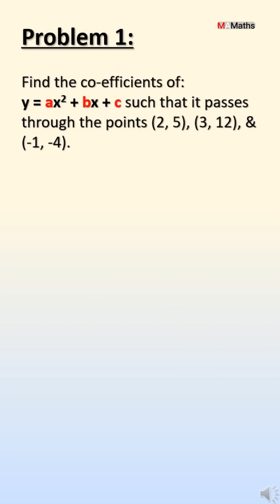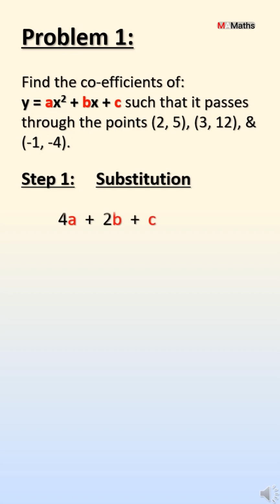Problem 1. Find the coefficients of y equals ax squared plus bx plus c such that it passes through the points (2, 5), (3, 12), and (minus 1, minus 4). Step 1 is substitution. We will substitute each of those coordinates into the equation. So when x is 2, y is 5. That's what the first coordinate says. X squared will be 4. So we have 4a plus 2b plus c is equal to y, which is 5. That's equation 1.